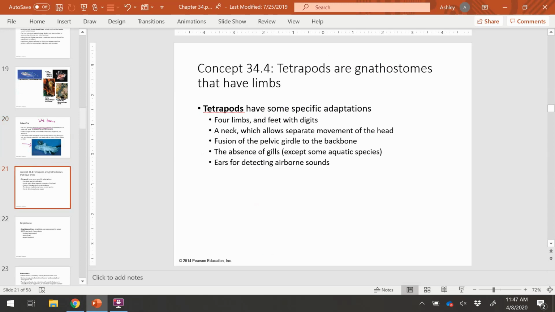All right, so taking a look at tetrapods now, they have very specific adaptations that they've obtained in terms of evolutionary history. They have 4 limbs and feet with digits, so hands with fingers and feet with toes. They have a neck that allows for the head movement to be separated from the body. They have the fusion of the pelvic girdle to the backbone that helps with stabilizing their feet. And then the absence of gills, except some aquatic species have retained their gill feature. And last thing, they have ears for detecting airborne sounds. So these are things you want to know.